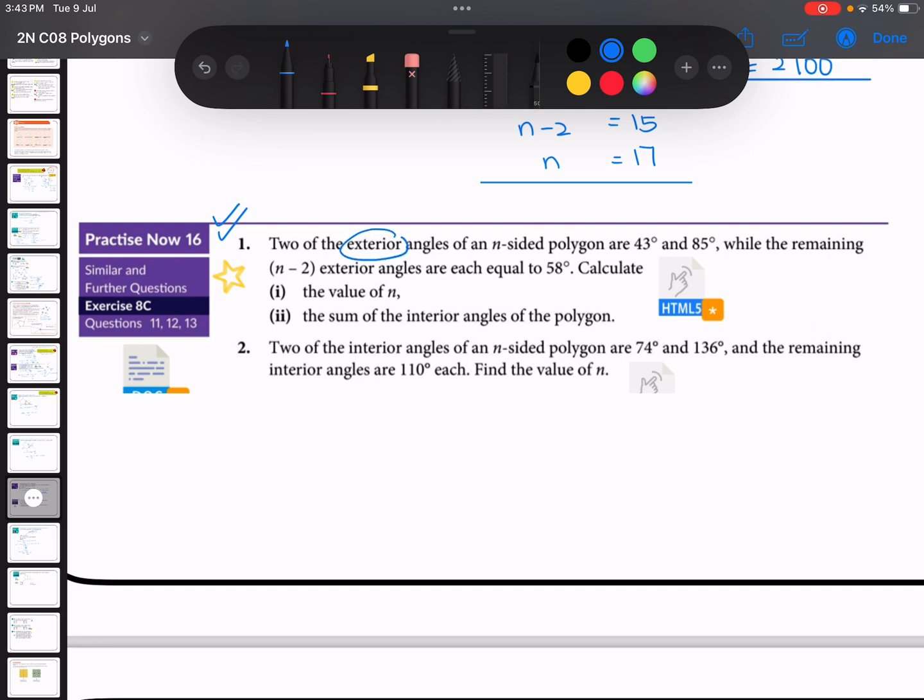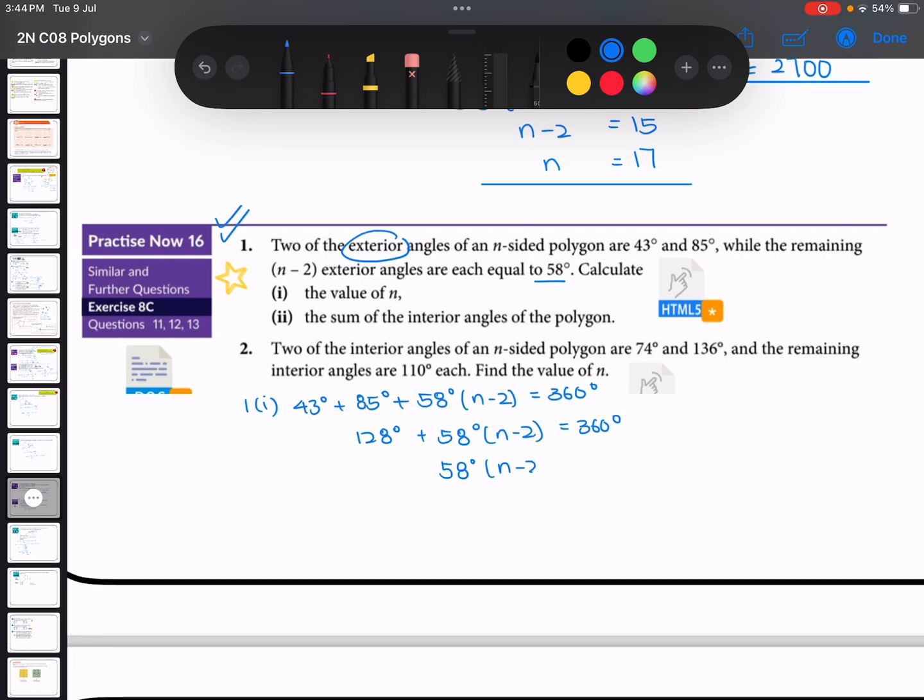So they are exterior angles. Each exterior angle is 58. 2 of them are given. So I'm forming my equation first. 2 of the angles plus the remaining, that's 58 degrees, must give me 360 because they are exterior angles. Okay, let me bring that over. And minus 2. I divide by 58 on both sides. So n equals 6. Cool, it's a hexagon. May not be regular, but it is a hexagon.